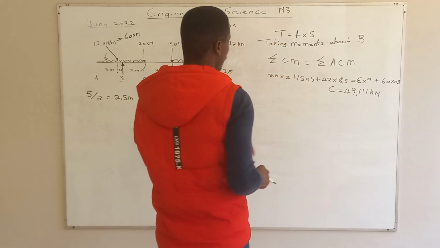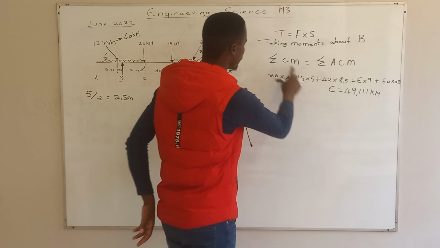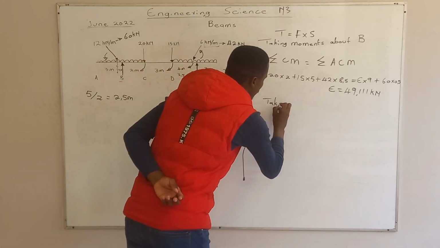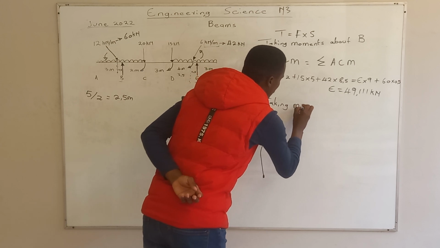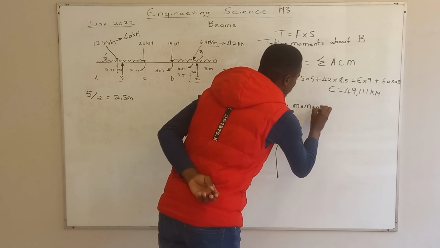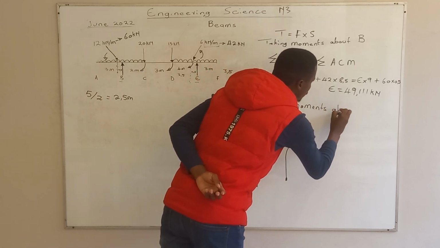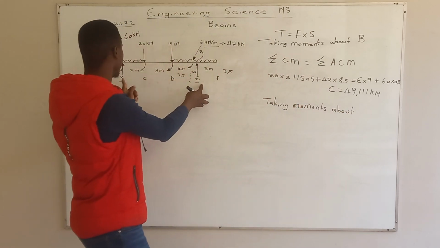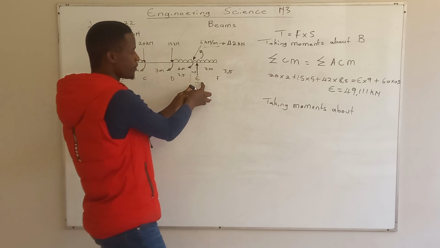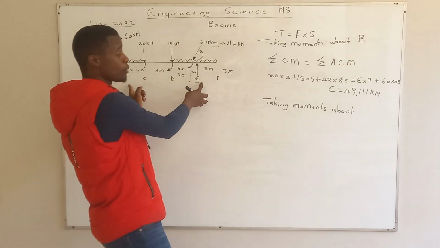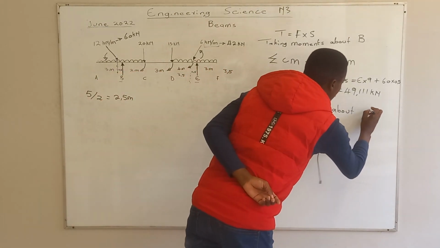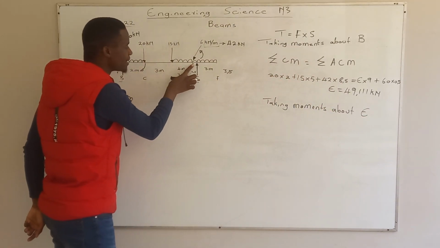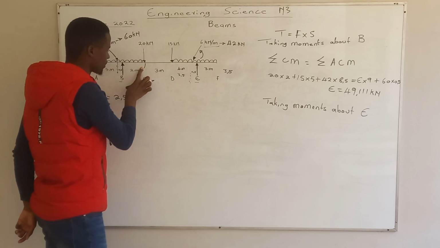So after that, since we calculated our E, we're now going to be taking moments about the new fulcrum. Now we're moving from B. Now this is our fulcrum, so that we can be able to calculate our B. We're now taking moments about it. So it means now the direction might change. In fact, it will change.